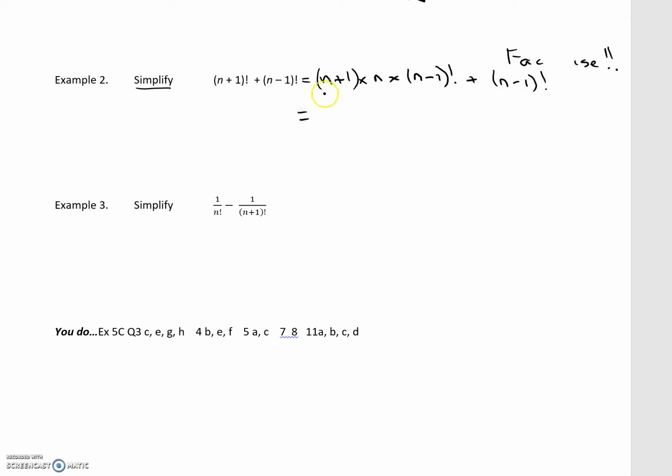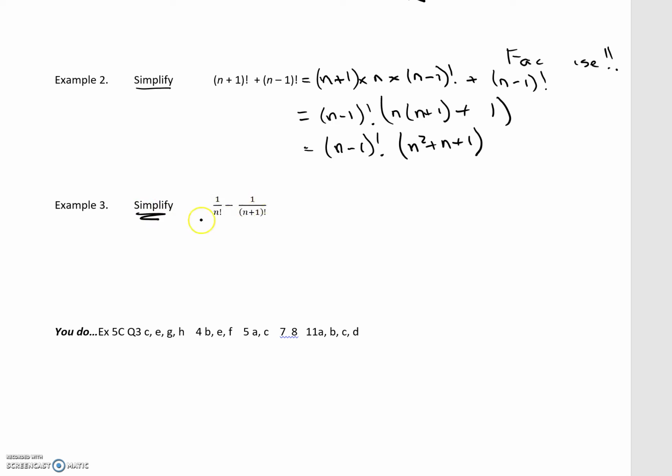Looking at those two terms, you can see there is a common factor of n minus 1 factorial. Taking it out of the first term, we've got n times n plus 1 plus 1. If I take n minus 1 out of here, I'm left with just 1. So it simplifies to n minus 1 factorial. N times n is n squared. N plus 1 is n plus 1. And we stop there.